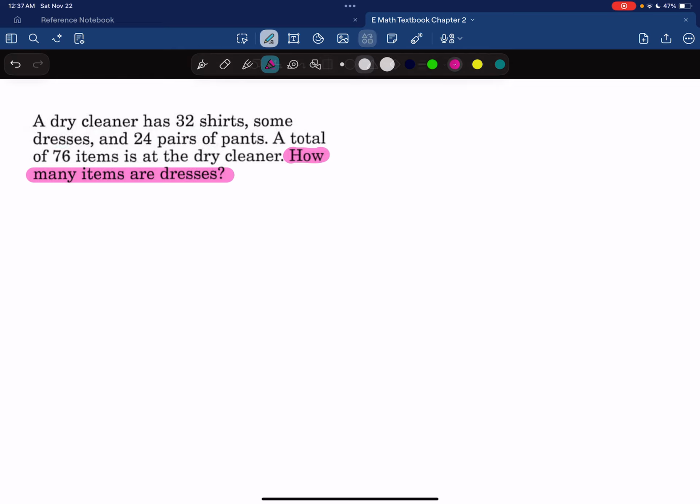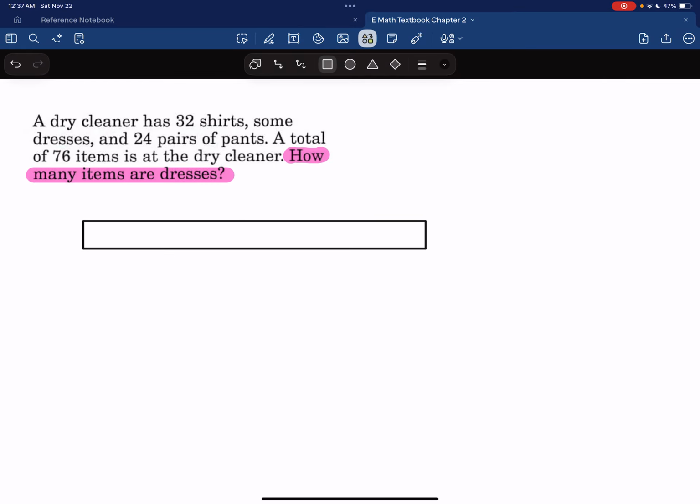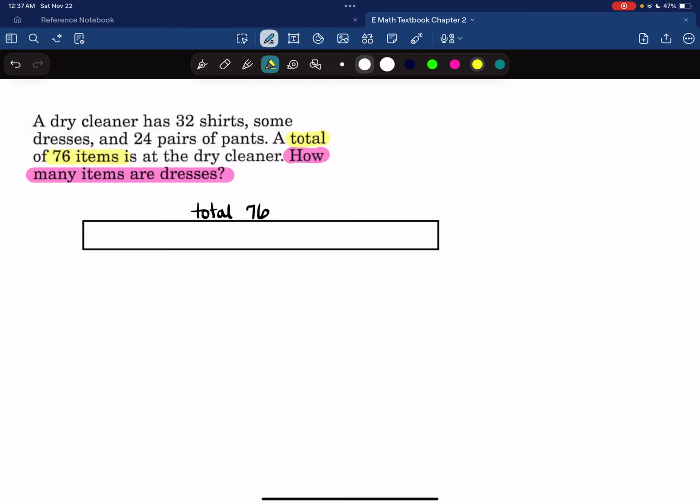So we know that we have a model. Do we know a total? Yes, we do. A total of 76 items is at the dry cleaner. So total is 76. Then let's figure out what else we know. We know that there are 32 shirts, some dresses, 24 pairs of pants. So we don't know the number of dresses yet.